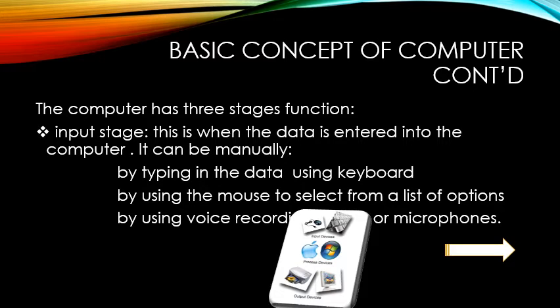Basic concepts of computer continue. The computer has three stages, which are the input stage, the process stage, and the output stage. The first one, the input stage, is when the data is entered into the computer. It can be done manually by typing the data using a keyboard, by using the mouse to select from a list of options, or by using voice recording or microphones.